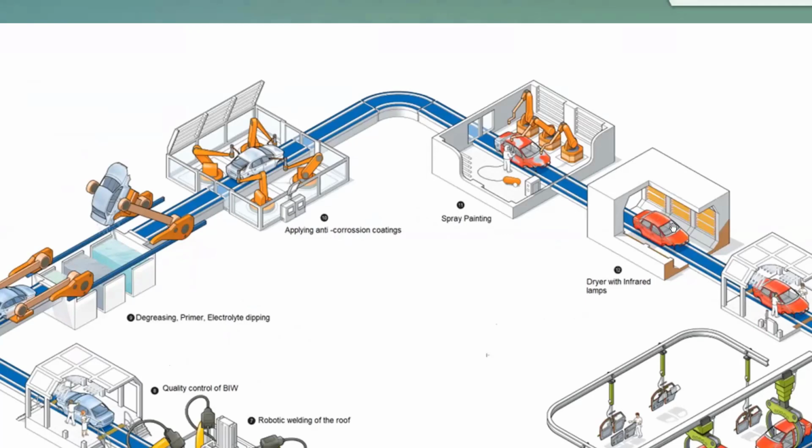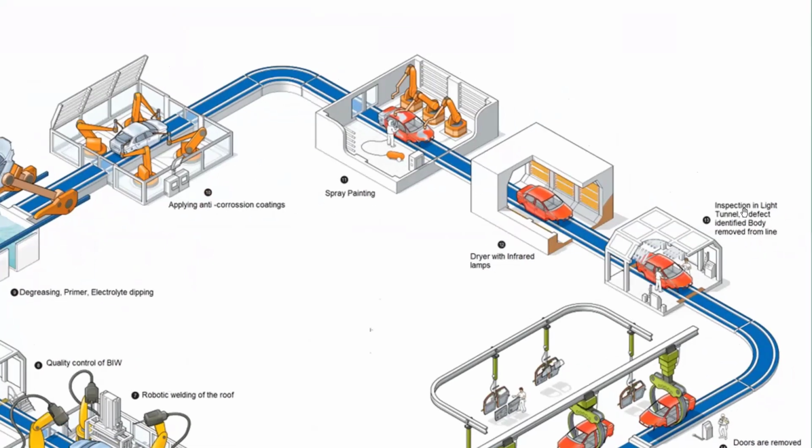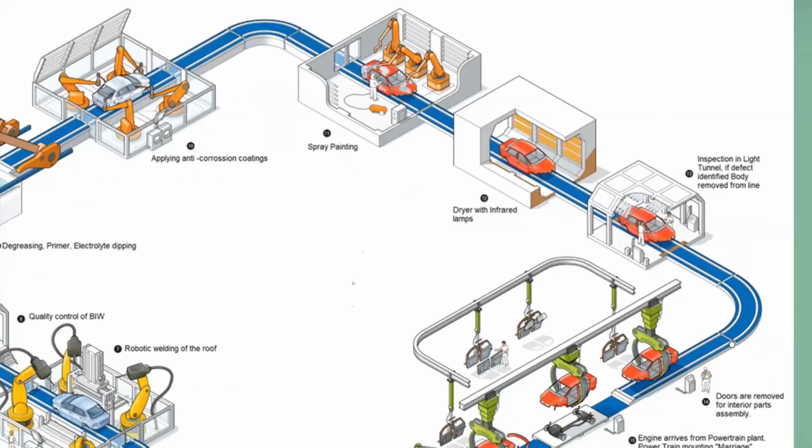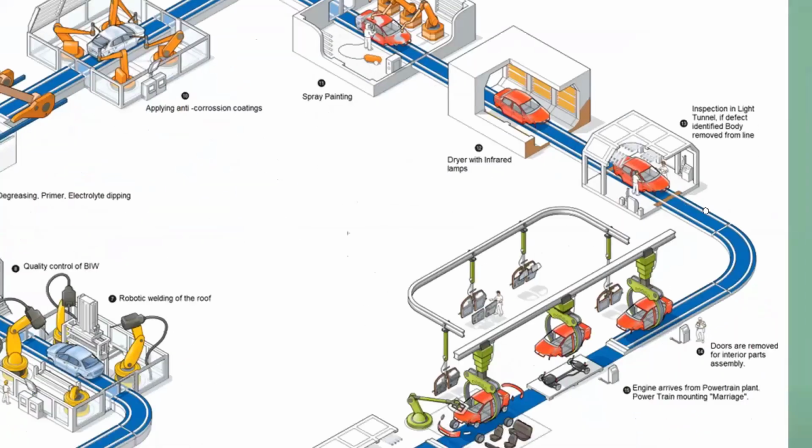So at this stage, it is dried, and the car comes out of the paint shop. In the next light tunnel, the paint quality is also checked, and otherwise it will be removed from the line and rework will happen on this. So at this stage, you can say that the body in white is painted and it is ready. And now it will move towards the trims and chassis line.